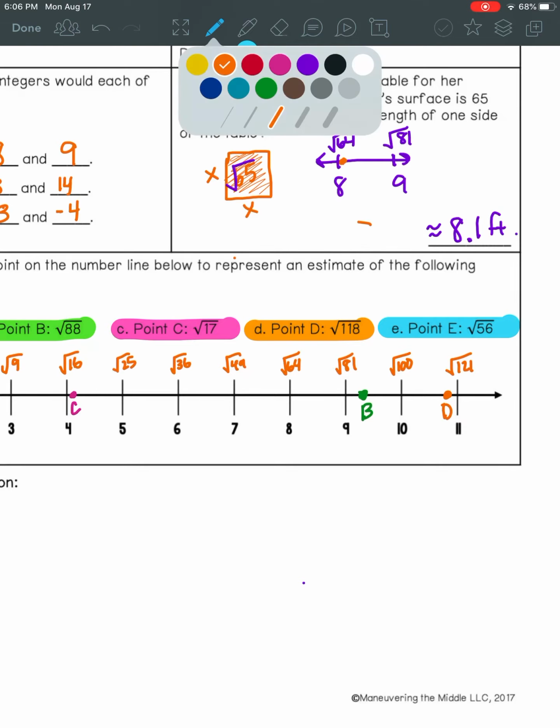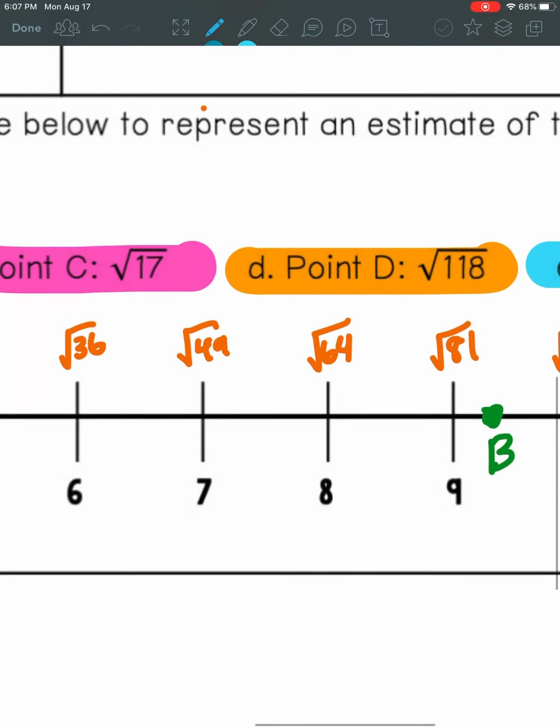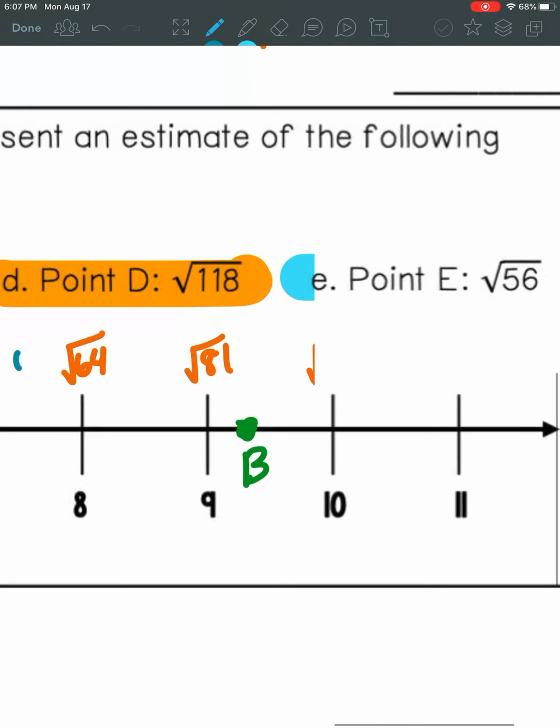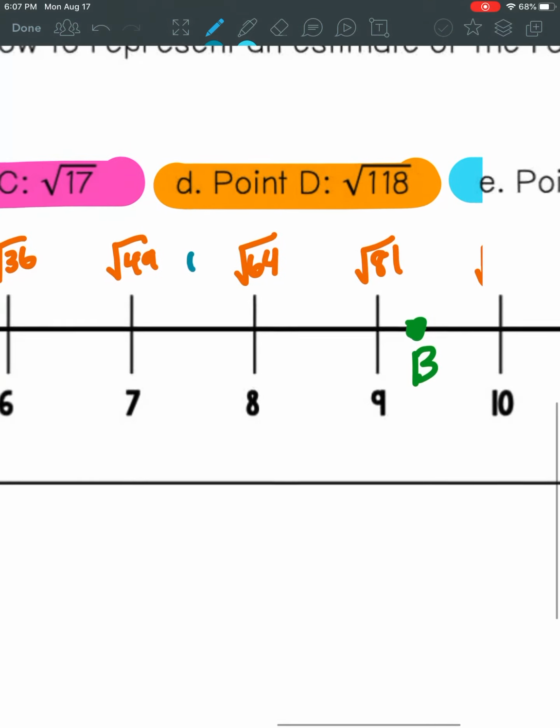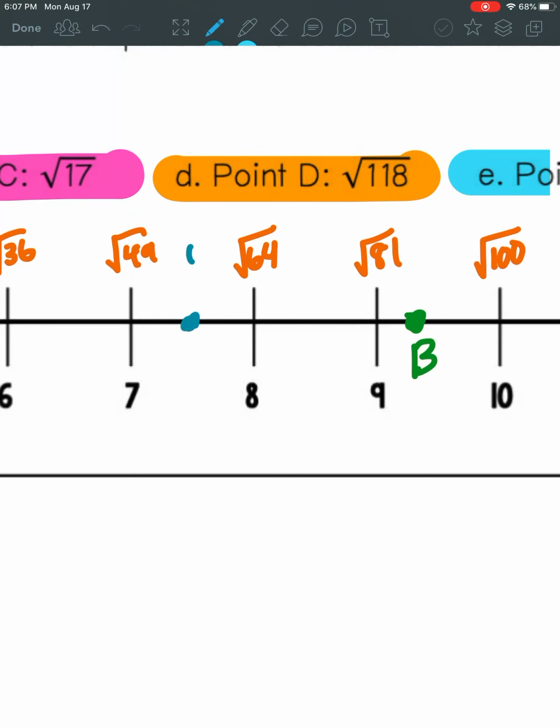square root of 56. So square root of 56, it's going to be somewhere in between this 49 and 64. And I'd say it's going to be pretty close to the middle. There's 14, 15 away, and 56 is 7 away. So yes, it's going to be very close to the center of 7.5. And I'm going to label that one E.